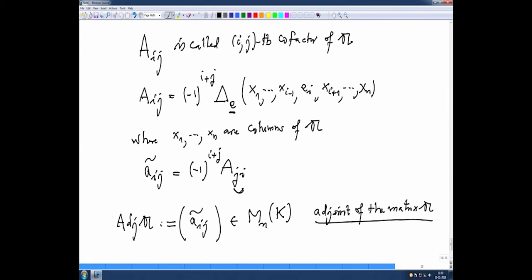Next time I will prove the so-called adjoint determinant formula, and essentially we will prove that this adjoint matrix will help us in computing the inverse of a matrix when A is invertible.